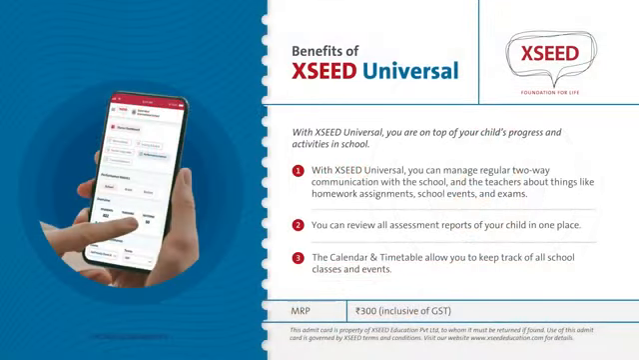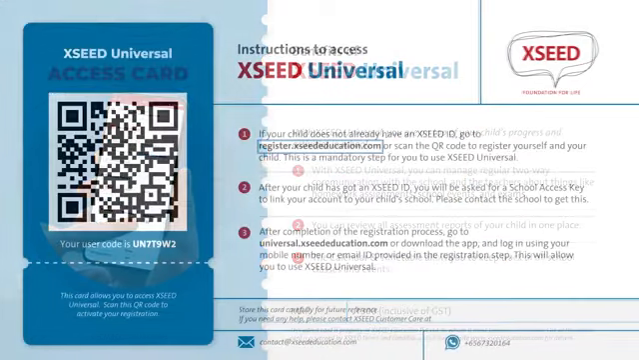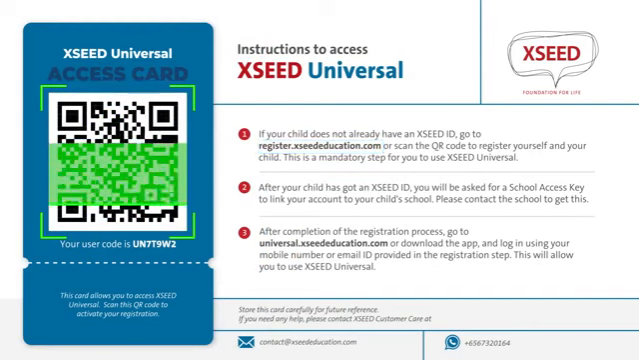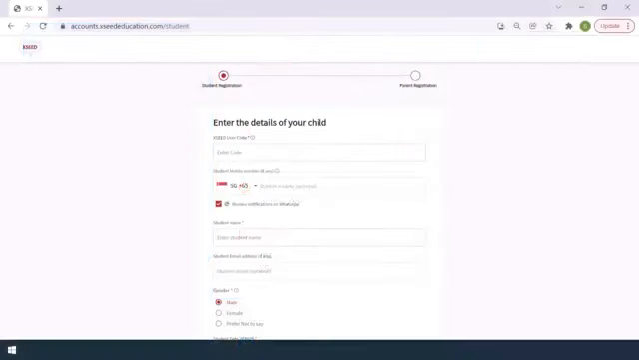This video is a step-by-step guide to the registration process for XSEED Universal. Go to register.xseededucation.com or scan the QR code on your XSEED Universal Access card. This takes you to the XSEED registration page.